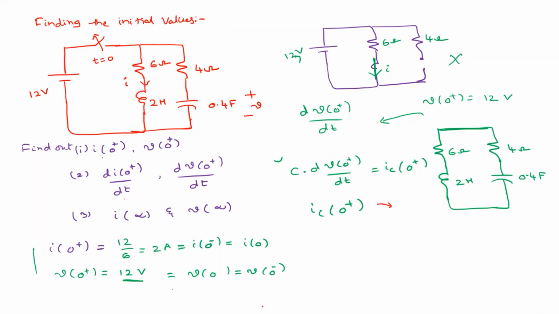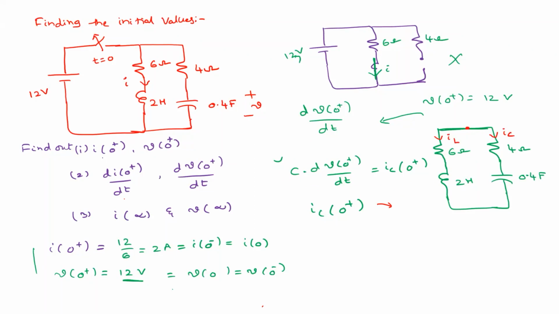IC at 0 plus instant, we'll equate it with IL at 0 plus. So if you first apply, take the right case, this is the one, right? This is capacitor current IC, and this is inductor current IL. Agree? Understood?